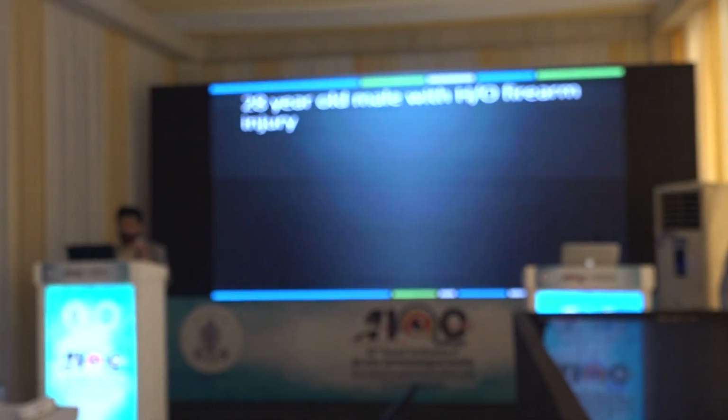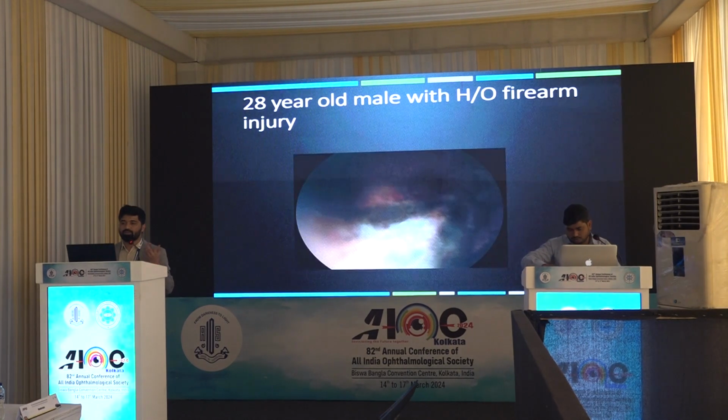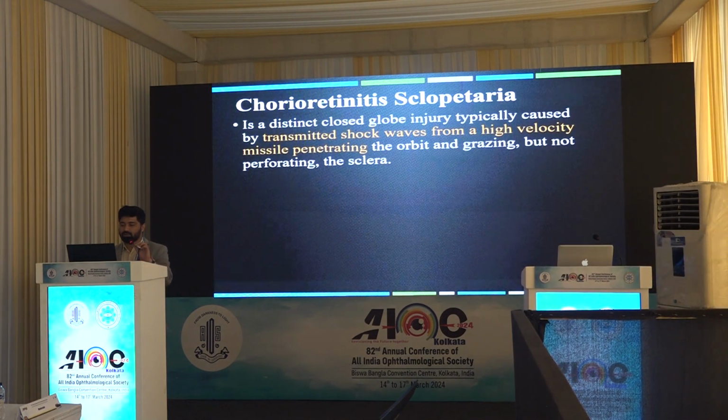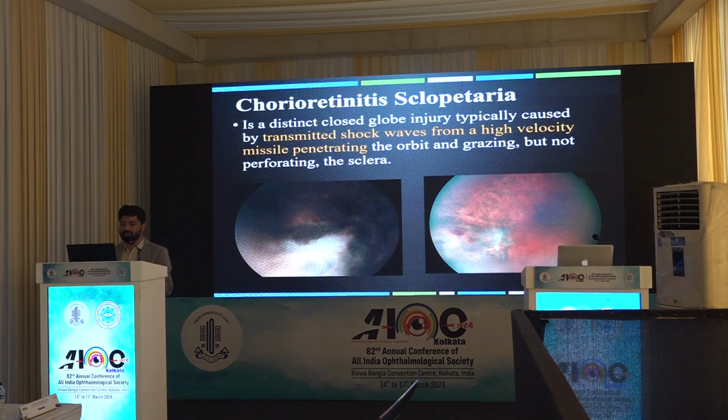So the second case is an interesting one, a 28-year-old male with a history of firearm injury. He was at a function where traditionally they fire bullets, and some bullet passed next to him. He doesn't know how it passed and all that. So this is a typical case of chorioretinitis sclopetaria. It is a distinct closed globe injury, typically caused by a transmitted shock wave of a high velocity missile penetrating the orbit, grazing but not perforating the sclera. Okay, it's all because of the transmitted shock wave.